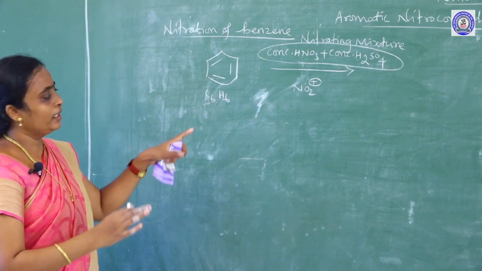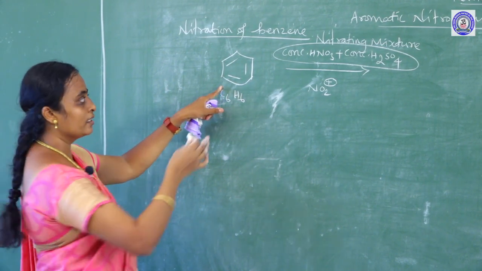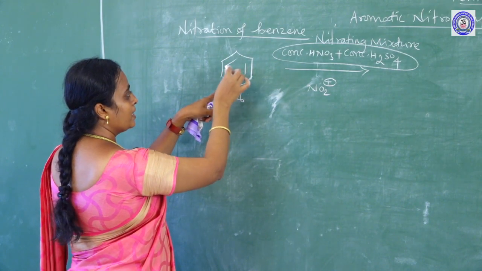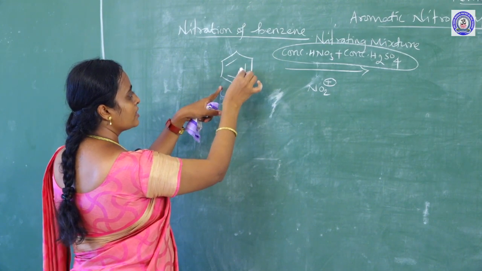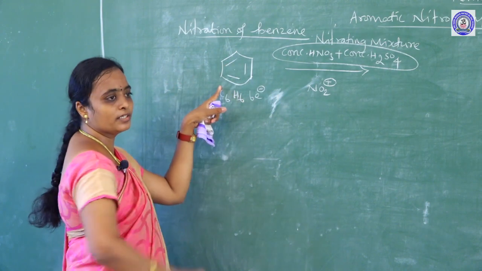Now, what happened? Always you know that a benzene ring is an electron rich center. Why is it an electron rich center? Inside the benzene ring, there are 2, 4, 6, totally 6 electrons revolving inside the benzene ring.